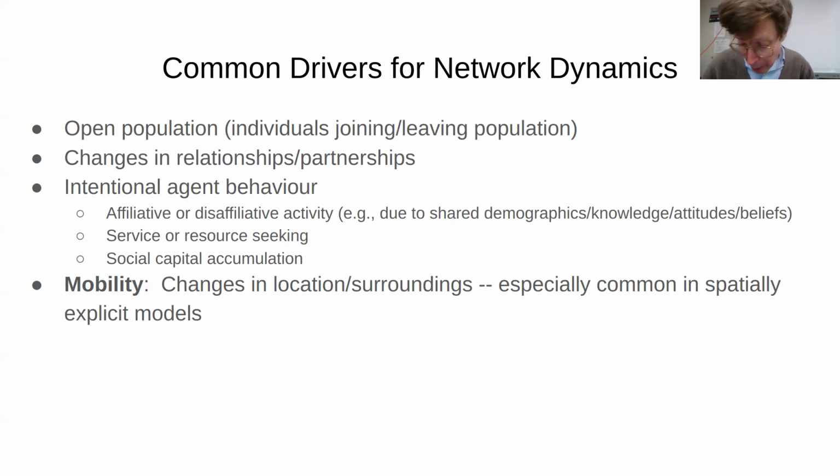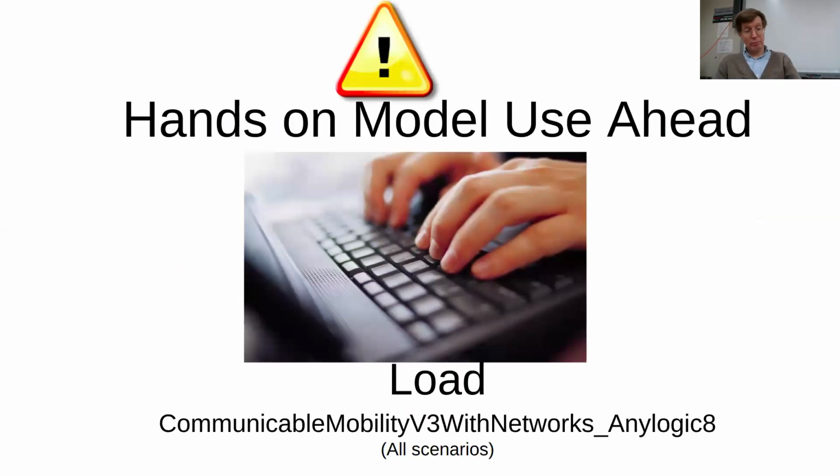People accumulate social capital. People seek out connections that they can exploit, from which they can secure advantage. And finally, I'll emphasize, and we saw it yesterday, mobility can induce network change. The fact that people move back and forth between homes and workplaces changes the networks around them and their exposure.